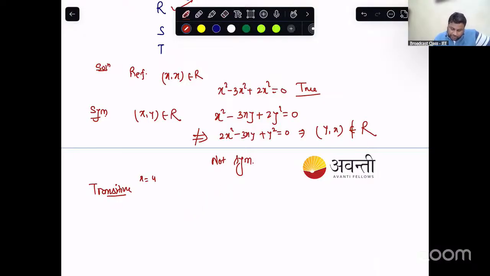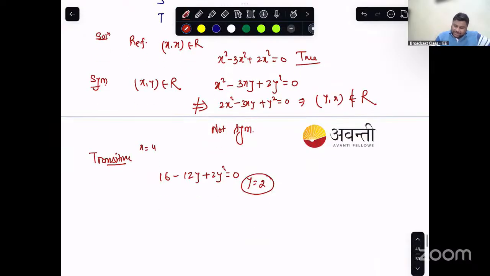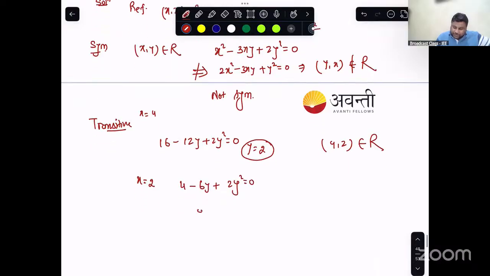If x equals 4, I get 16 minus 12y plus 2y square equal to 0. Now, if you realize, y equals 2 is satisfying this. That means (4, 2) belongs to the relation. If I put x as 2, I get 4 minus 6y plus 2y square equal to 0. So y square minus 3y plus 2 is equal to 0. So y equals 1 is satisfying. That means (2, 1) also belongs to the relation.